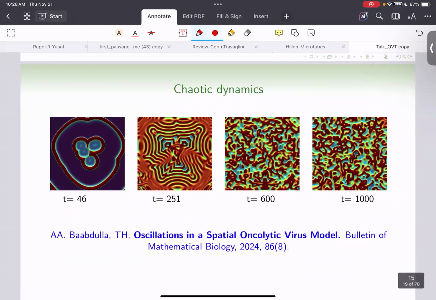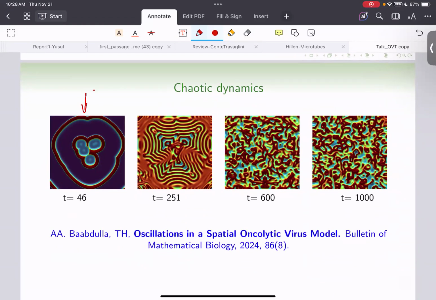But now if you run this longer, you actually get chaotic dynamics. So here we use 5 inoculations, and you see these concentric rings spreading out. But then if you increase time, this becomes quite chaotic. And if you run time much longer, you get very chaotic patterns. And this was very unexpected. So there are spiral waves, there are target patterns, there are all kinds of stuff.